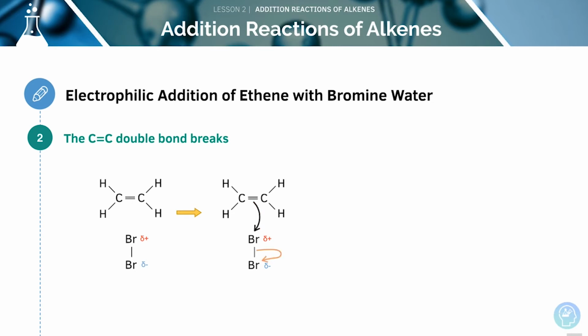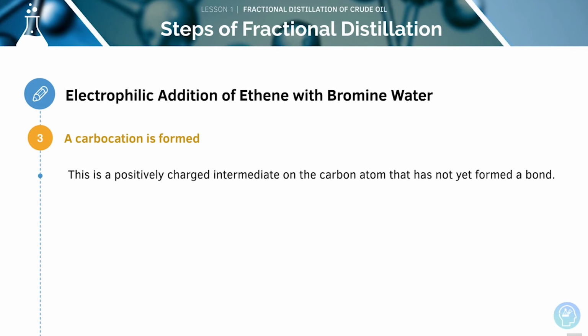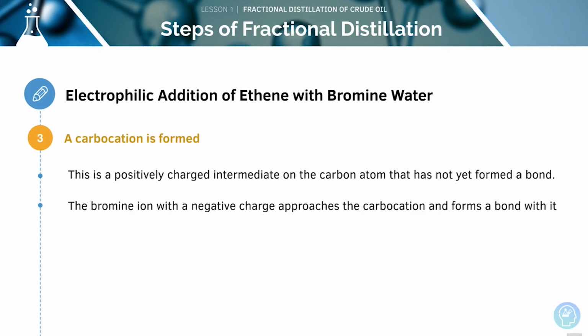This leads to the formation of a bond between one of the bromine atoms and a carbon atom, as well as the formation of a bromide ion, which has a -1 charge. A carbocation is formed, which is a positively charged intermediate on the carbon atom that has not yet formed a bond. The bromide ion with a negative charge approaches the carbocation and forms a bond with it. Remember, the lone pair of electrons in the bromide ion comes from the Br-Br bond that broke.